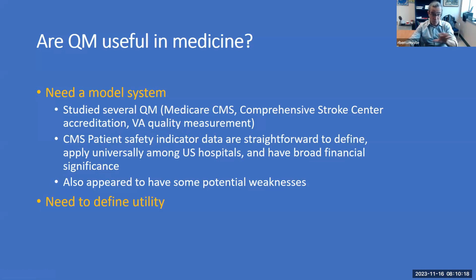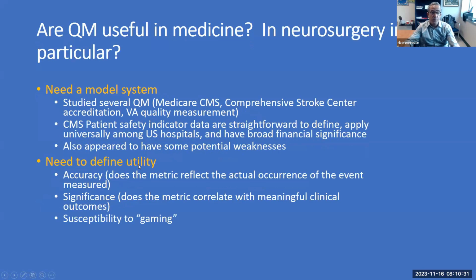And I also, just looking at them, realize that they may have some potential weaknesses. So they'd be interesting and important to study. So that's what we looked at, Medicare patient safety indicator data. And then how do we define utility? Well, in order to be useful, the quality metric has to be accurate, meaning that it has to reflect the actual occurrence of the event being studied.